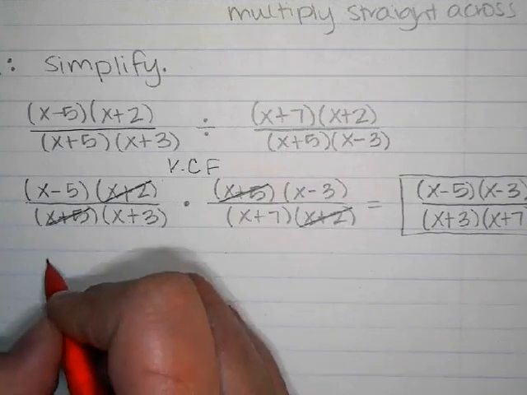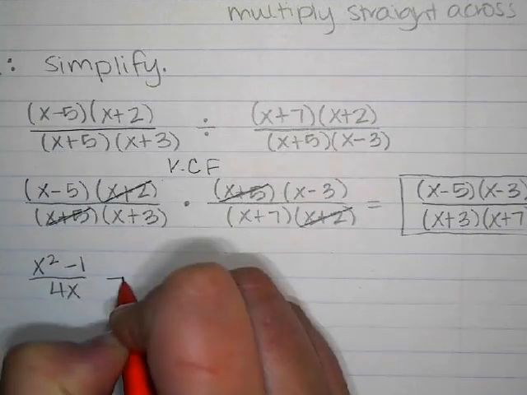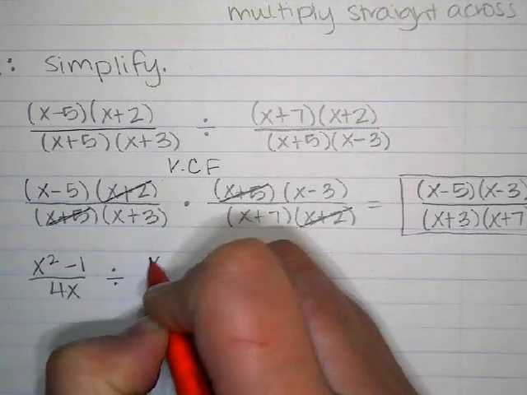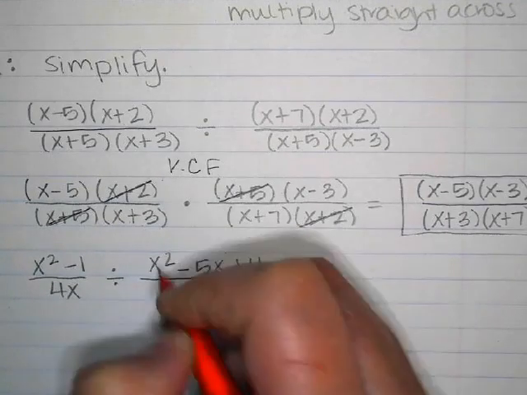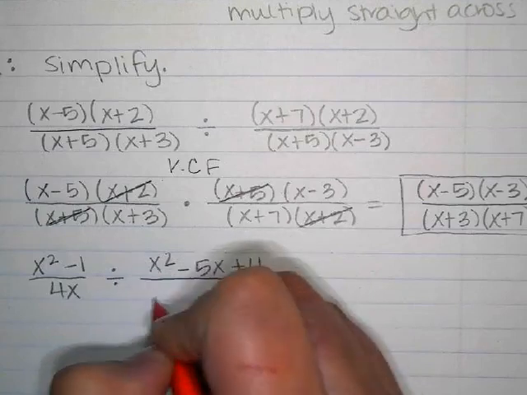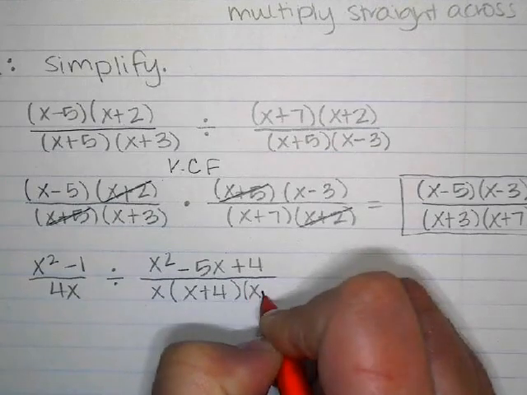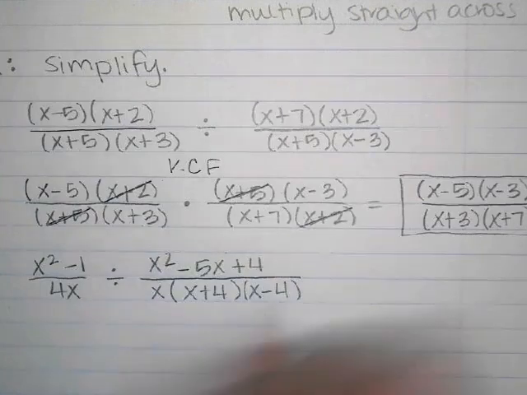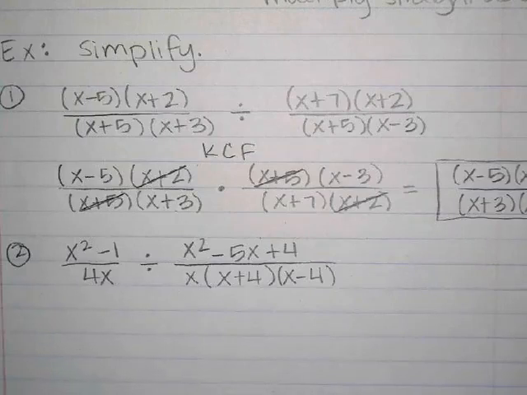This next one says x squared minus 1 over 4x divided by x squared minus 5x plus 4 over x times x plus 4 times x minus 4. So we shouldn't cancel anything yet. It's a division problem, so before we cancel anything. This right here is a 4, yeah.